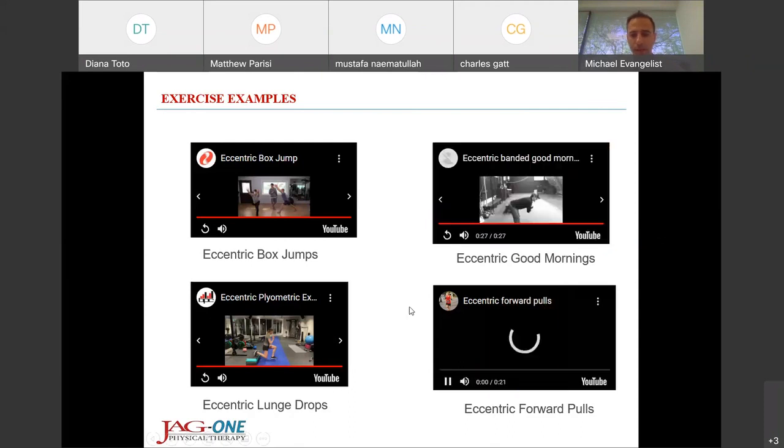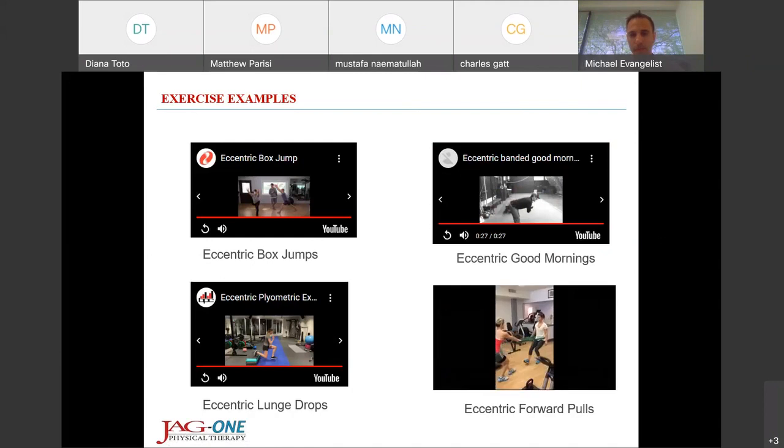And then lastly, our forward pulls. All about control, neuromuscular control, and controlling the speed.